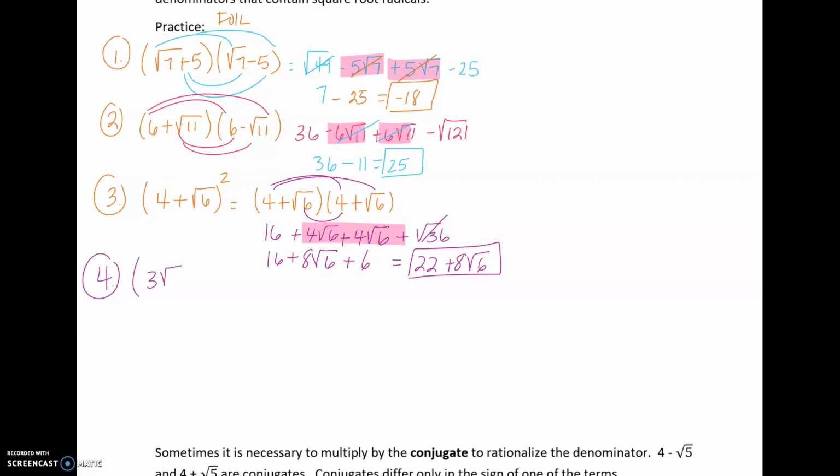The next one, 3 times the square root of 3 minus the square, is it the square root? Yes, it is.